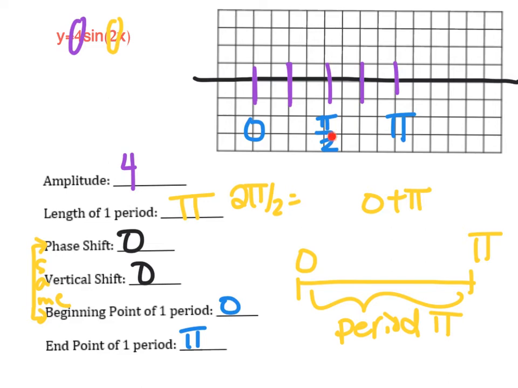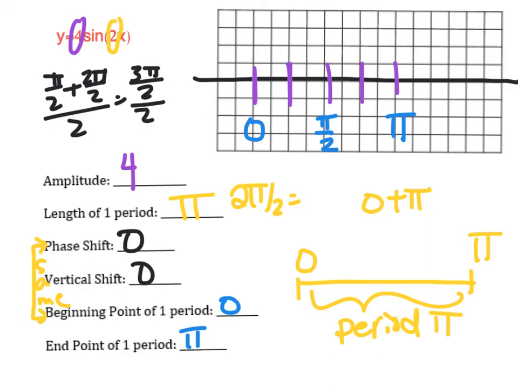If I add pi over 2 and pi, which is 2 pi over 2, pi over 2 plus 2 pi over 2 divided by 2 is 3 pi over 2 divided by 2, which is 3 pi over 4. And then between 0 and pi over 2 is pi over 4. So since this is 0, I can draw in my x-axis here.